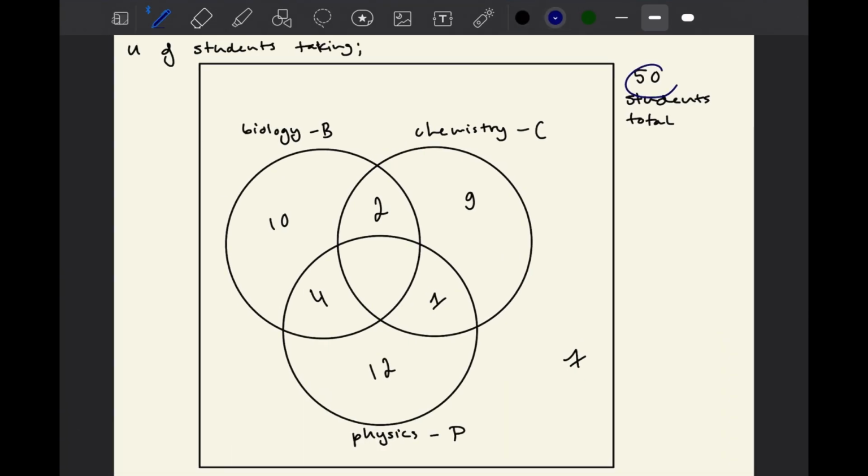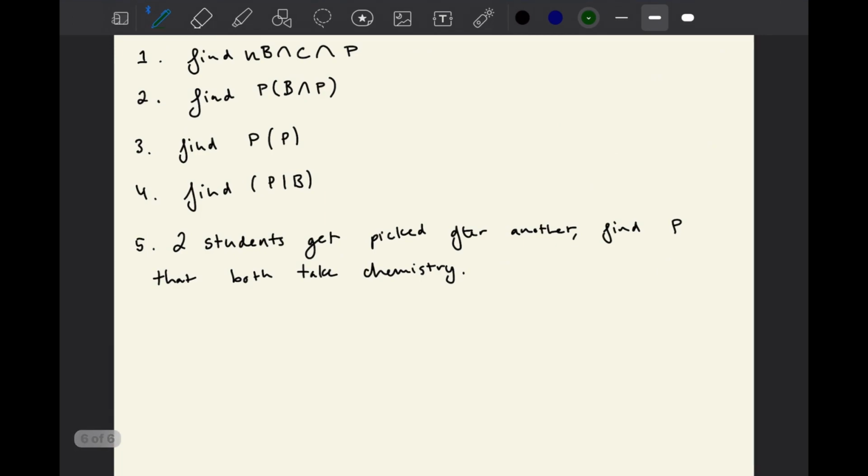And this 50 students total helps us a lot, because now we can say, all right, all of these values over here must add up to 50. And the 7 over here just means that 7 don't take anything, right? So now we know that everything over here adds up to 50. And if we add 10 plus 2 plus 9 plus 4 plus 1 plus 12 plus 7, we get 45. So what's the number missing? 5. And there's only one place where it can go, over here. So this is what we will have. To find this, we know that it's going to be 5, and what we did is 50 minus 10 minus 2 minus 9 minus 4 minus 1 minus 12 minus 7. This would equal the number of elements in the intersection.